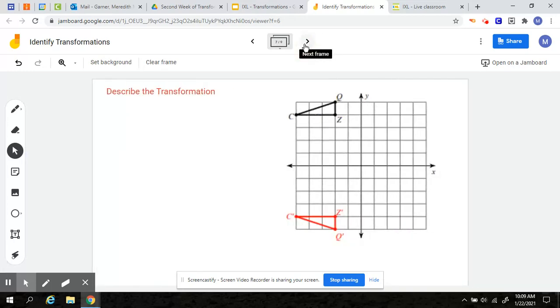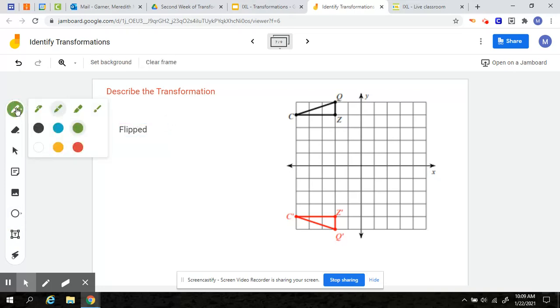Our next slide, we see we have two triangles. I see that they are kind of opposite. The Q is at the top, the Q prime is at the bottom. That looks like a mirror image. So this is a reflection. This has been flipped. You can see it's been flipped kind of like from top to bottom.